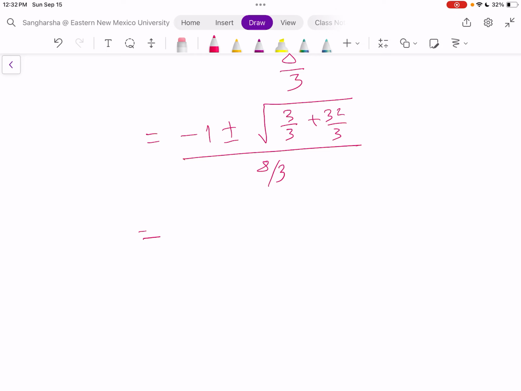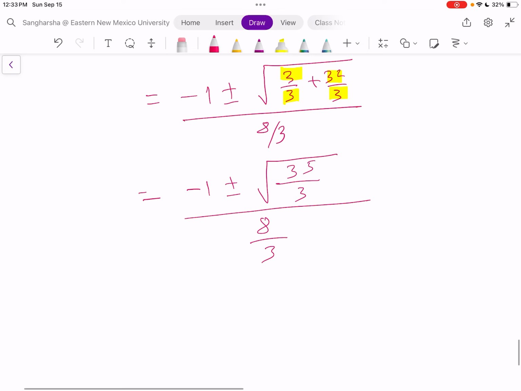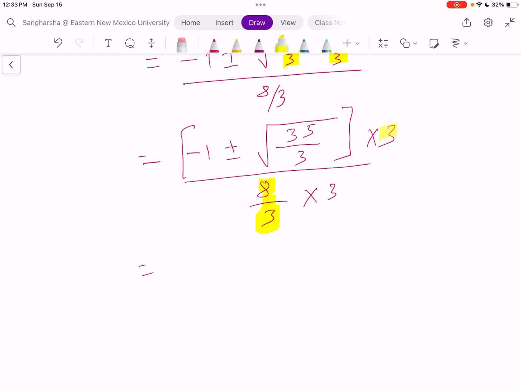So now here we have negative 1 plus minus the radical sign. We have a common denominator, so we can add our numerators: 3 plus 32 is 35, over 3, and we have 8 over 3 in the denominator. Now in the denominator we have this fraction, so let's get rid of the denominator 3. To do that, we multiply by 3 in both the denominator and the numerator. Now we distribute this 3 to this number as well as this number. So 3 times negative 1 is negative 3, plus minus 3 times square root of 35 over 3, divided by 8 over 3 times 3.